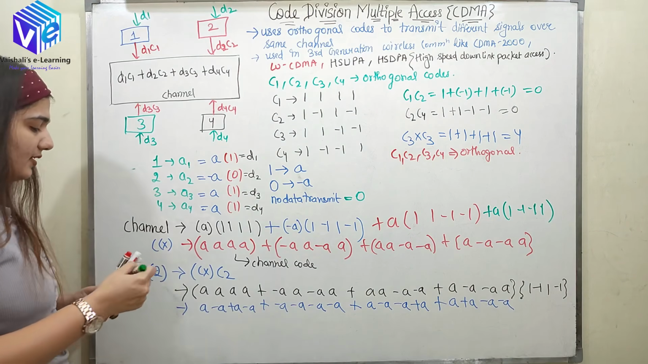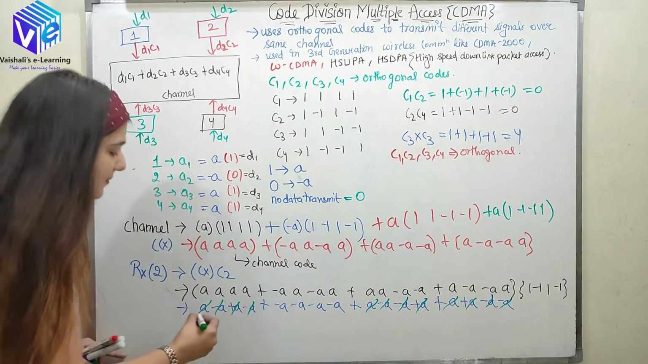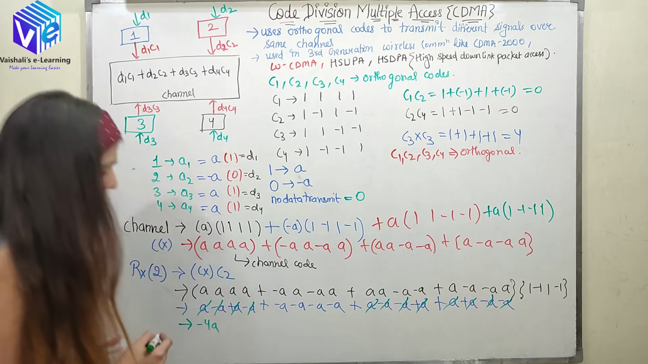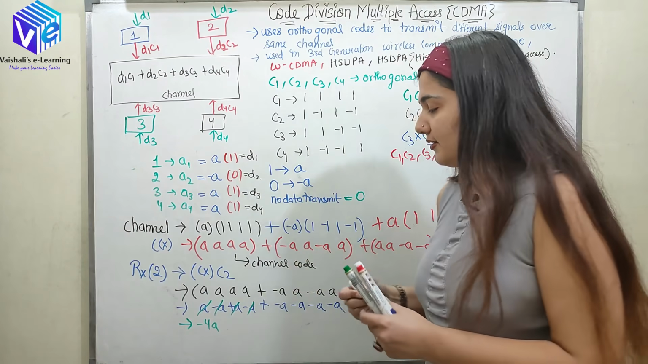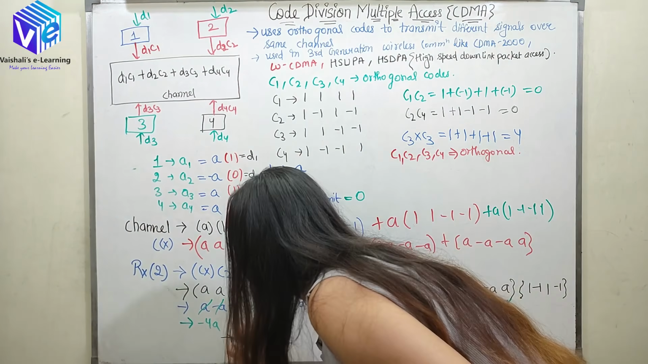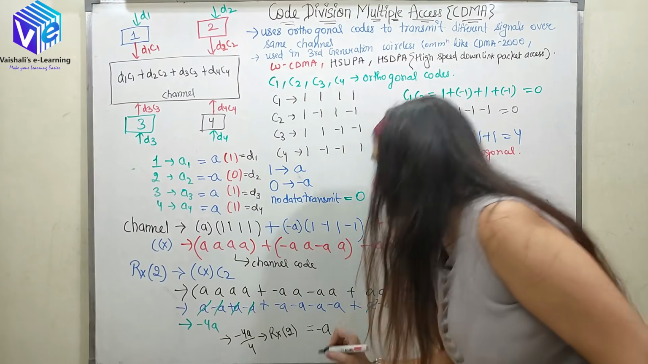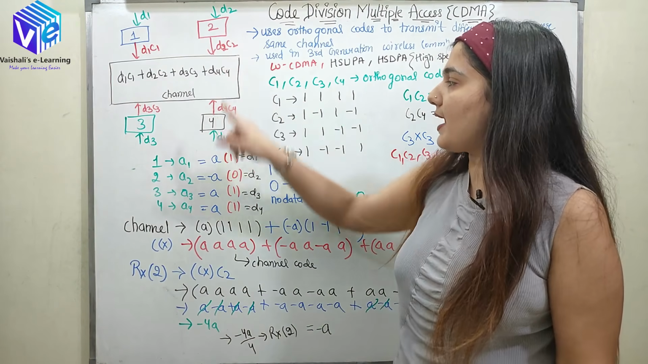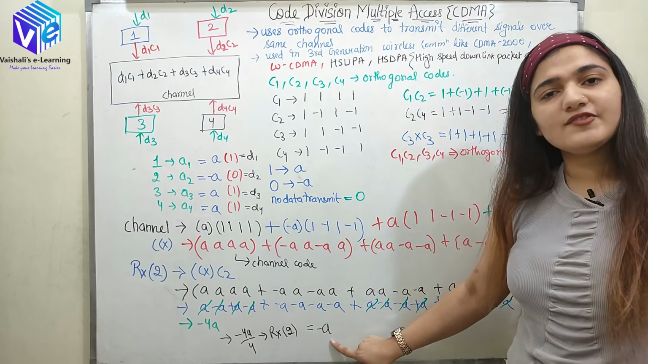So from here, if you add all of them, I am left with minus 4A. So now I am getting minus 4A. If I normalize it, I'll divide it by 4, which is minus A. So user 2 sent minus A, and we also received minus A.